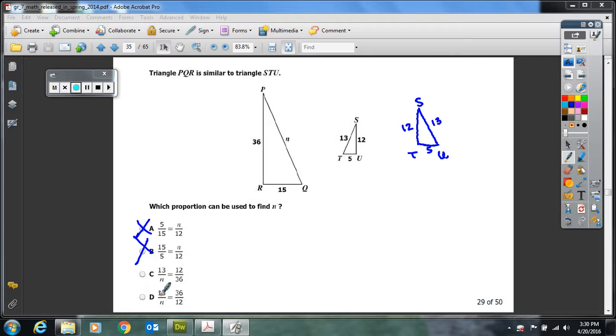Let's look at D. They said that this side in the small triangle corresponds to this side in the big triangle, which they do, as, oh, we have a problem. Big is to small. Big is to small. This side does correspond to this side, but since in our original ratio we were relating the small triangle's side to the big triangle side, then we should have related small to big in the second ratio. And they did not do that. They did big to small. So we're going to cross that one off, and answer C is the correct answer to find the value of n.